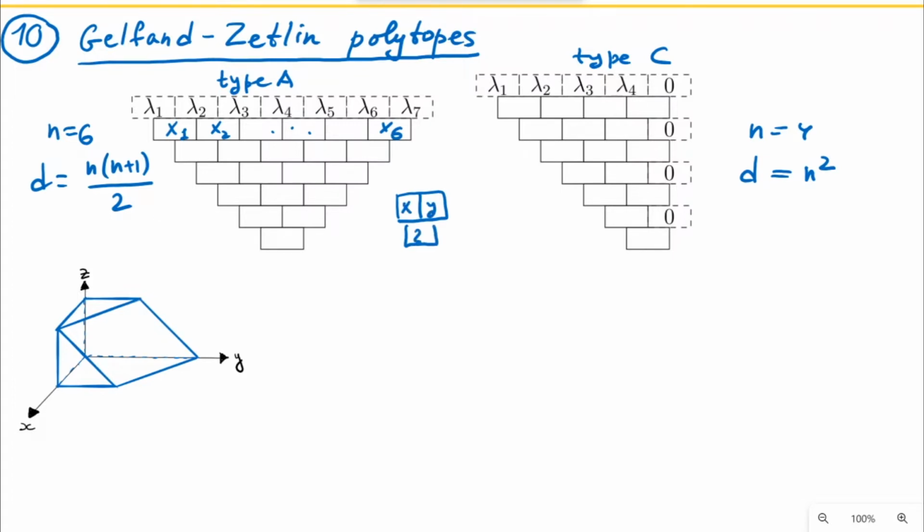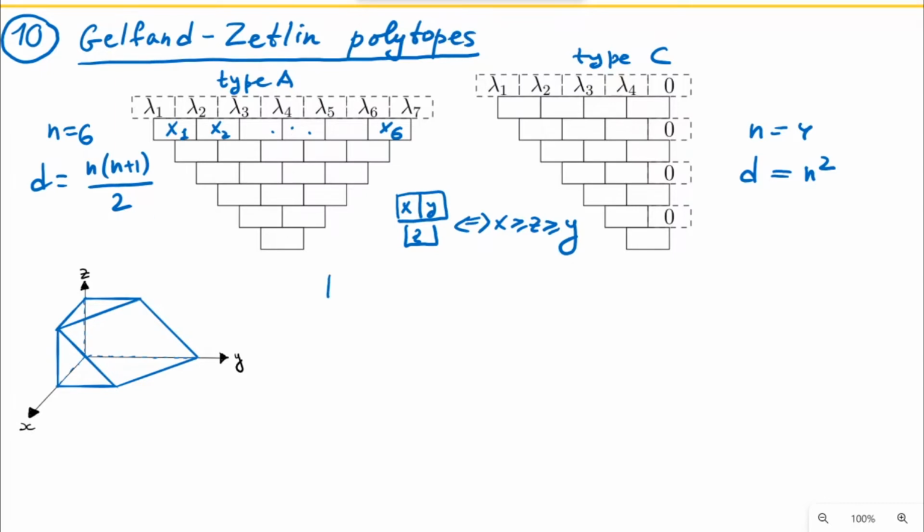Every polytope is defined by 2D inequalities, namely a coordinate in each cell is between its left upper neighbor and right upper neighbor. So we have 2D inequalities, and in general these polytopes are not simple.